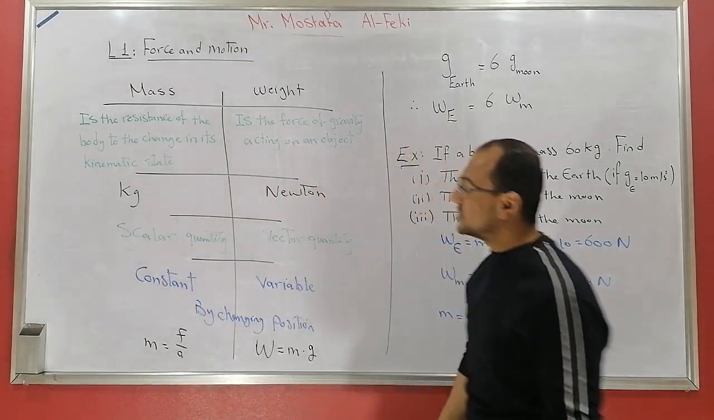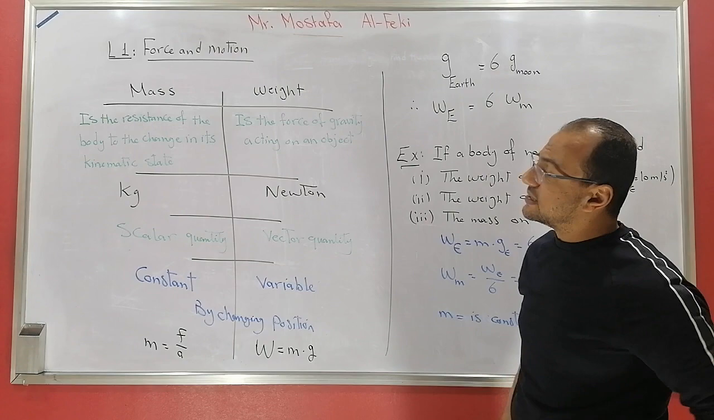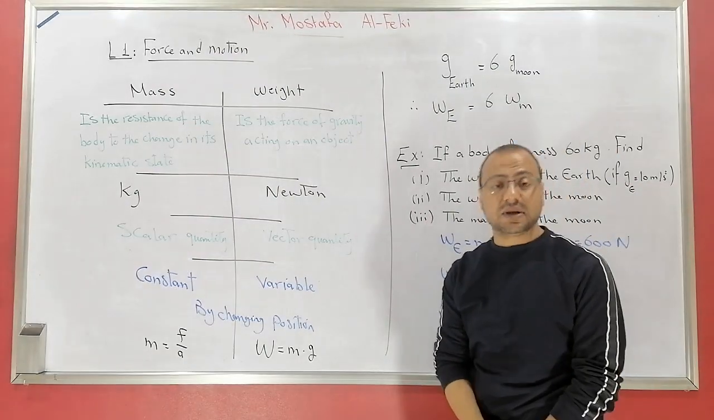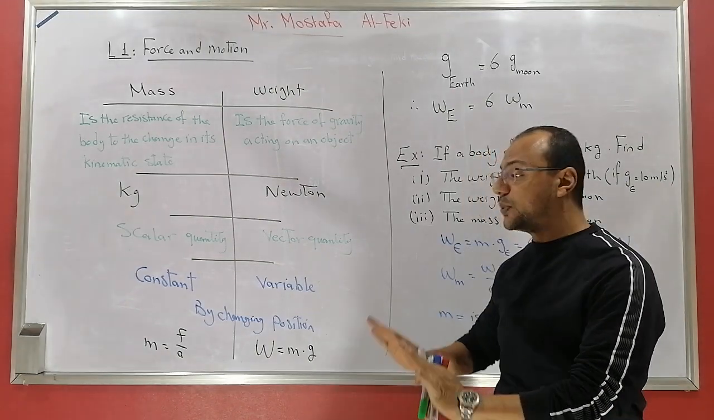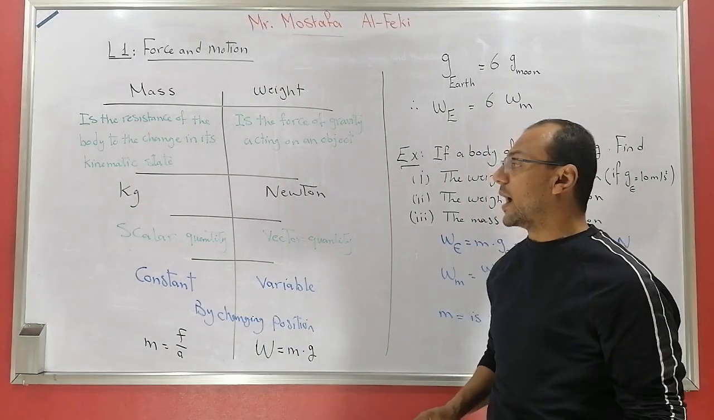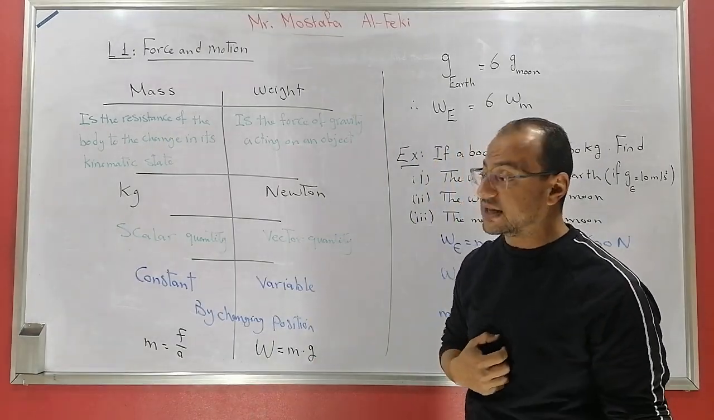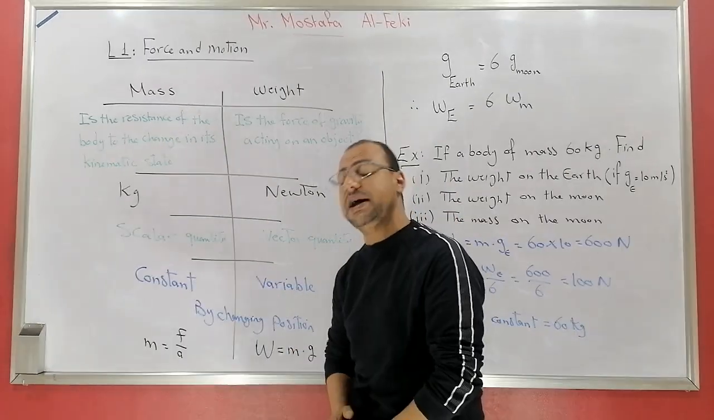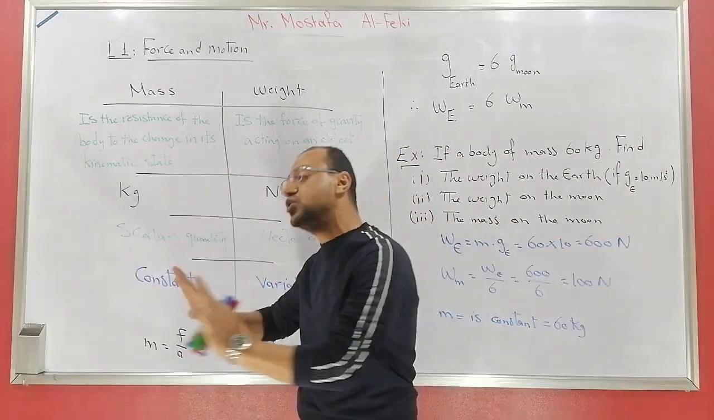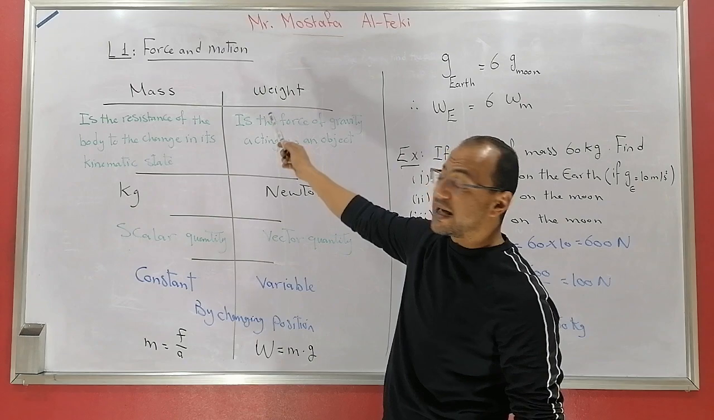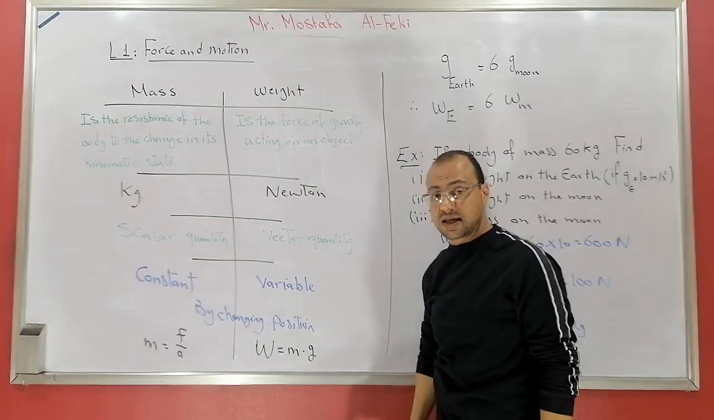By the end of this lesson, there is a comparison between mass and weight. Mass is the resistance of the body to the change in its kinematic state. When you try to push a body or an object, this body opposes you with a resistance. Then the mass of the object is a resistance. As the mass of the body increases, the resistance of the body to your push increases. So the mass is the resistance of the body to the change in its kinematic state.